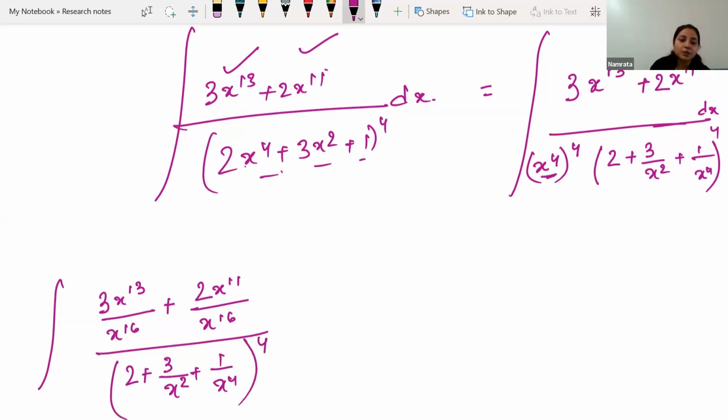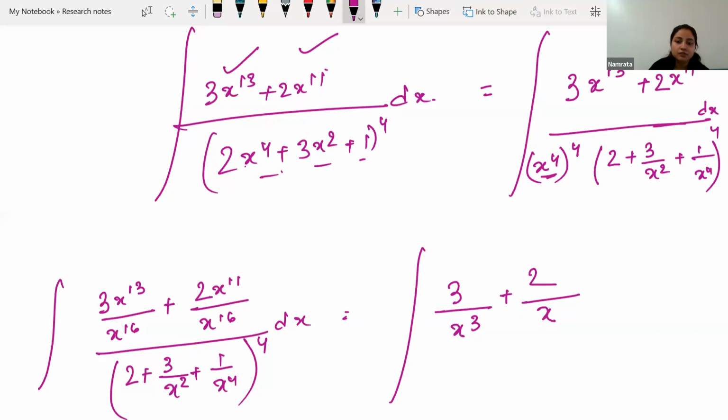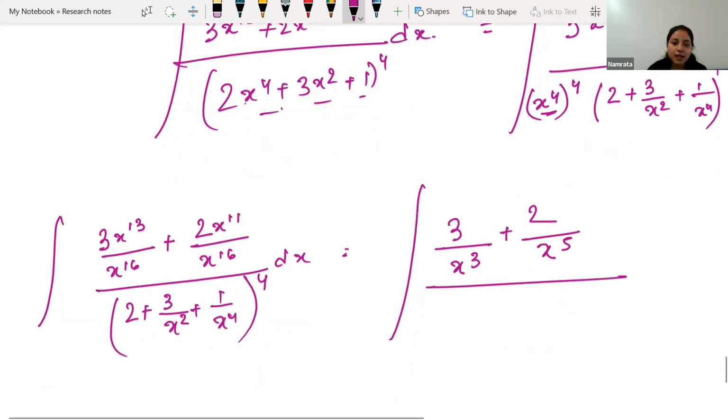And here we have one more power. What are we getting from here? We are getting 3 by x to the power 3 plus 2 by x to the power 5. Now either we take the substitution for the denominator and get the numerator, or maybe we substitute the numerator and get the denominator. So check what is happening over here.